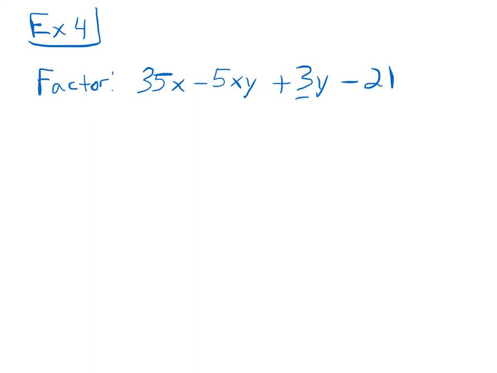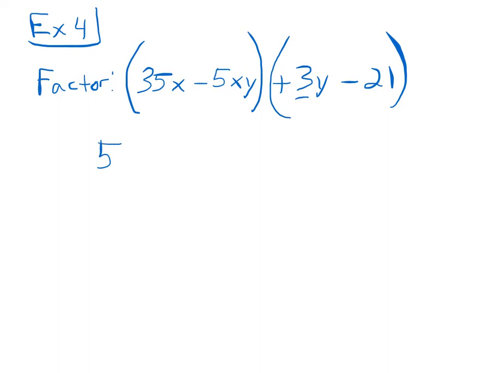The answer is no. So then we have to look and say, okay, let's see if we can start grouping. Right away, I see that the 35x minus the 5xy, I can see a common factor to both of those. So I'm going to try grouping this to start off. Again, if you can see a common factor, then try grouping them just in the order that it's in, without changing the order around at all. So what would be the GCF of 35 and 5? The GCF of 35 and 5 would be 5.